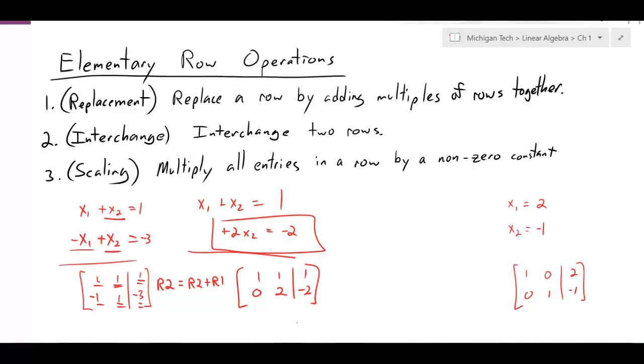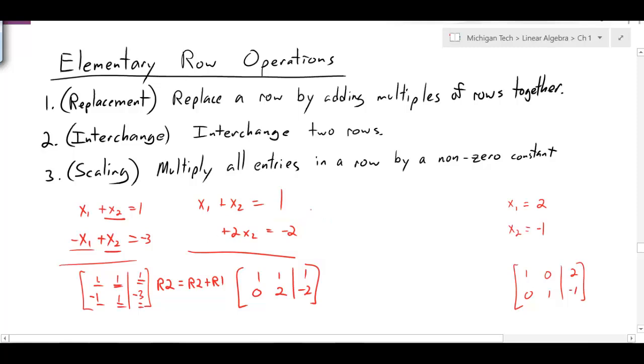Similarly for the second one, I can interchange 2 rows because what does that look like in terms of the equation? It looks like just switching the 2 equations around. Of course, that doesn't change the value of the solutions, so that shouldn't change anything here. So what's the next? The final operation is scaling. Well, I would use that if I was solving this linear system.